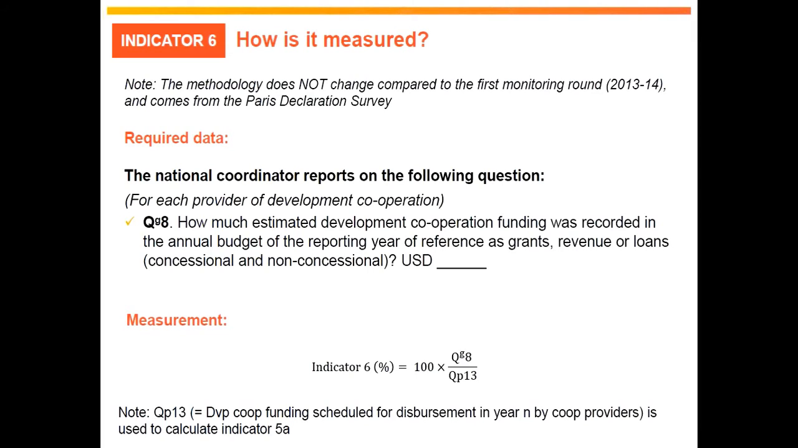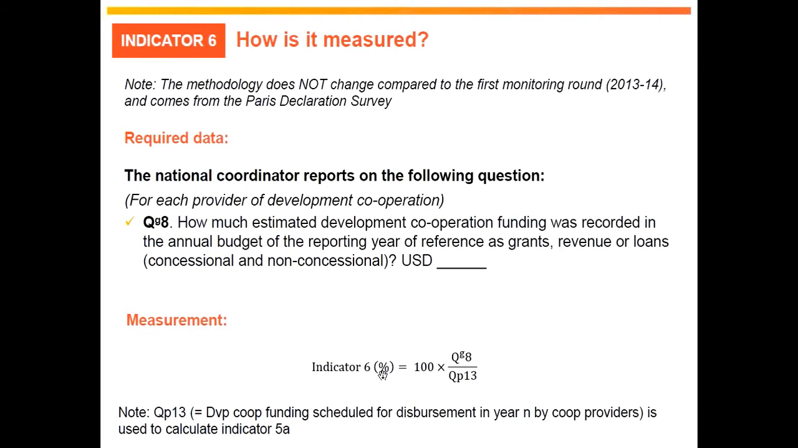And then we're going to use the response from a previous indicator, Indicator 5A, in order to form Indicator 6. So we're going to take what was scheduled for disbursement by providers, and we're going to take the ratio of what the government included in the budget over what the provider had scheduled for disbursement to make Indicator 6, the proportion of funding that is included in budgets.